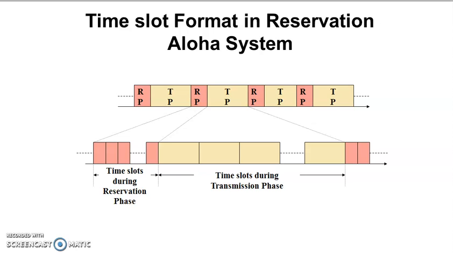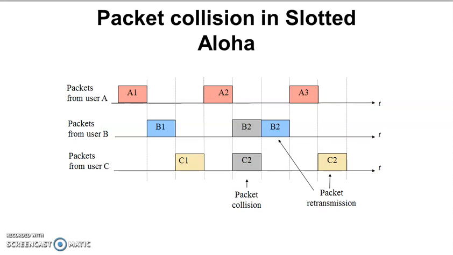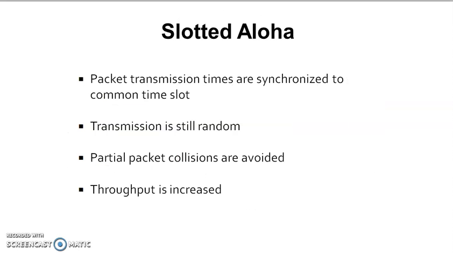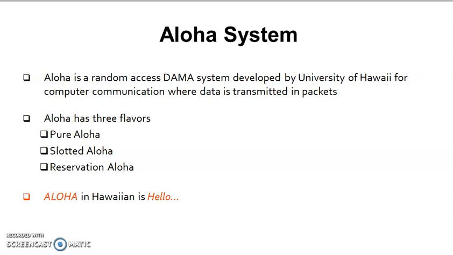In network control stations, we require this for the given time slot, and then we have the reservation ALOHA system. We will continue in the next lecture. So we have three types of ALOHA system: pure ALOHA, slotted ALOHA, and reservation ALOHA. These are about random access.